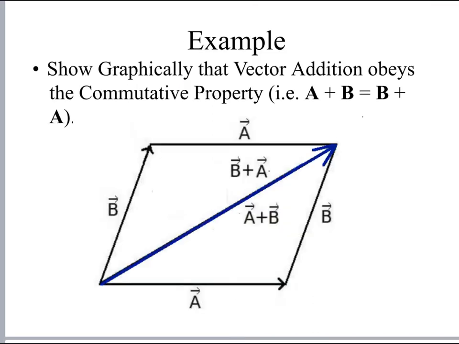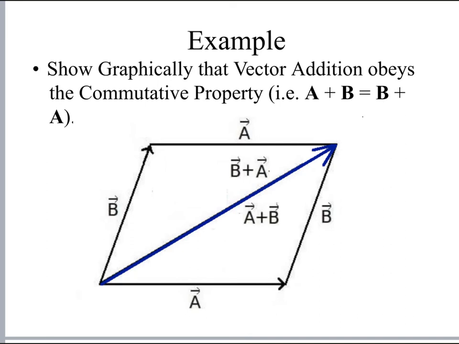Okay, we want to look at another example now. That example is to show that vector addition obeys the commutative property. You might remember the commutative property from some of your math classes. It basically means it doesn't matter what order you add things up in. In other words, we know that regular numbers, scalars, are commutative. If I add together 3 plus 4, I'm going to get the same result if I add together 4 plus 3. It doesn't matter what order I add the numbers in, I get the same answer.